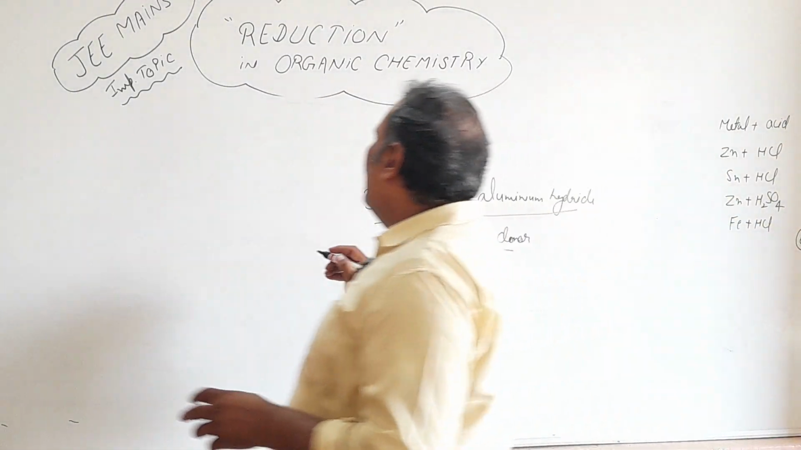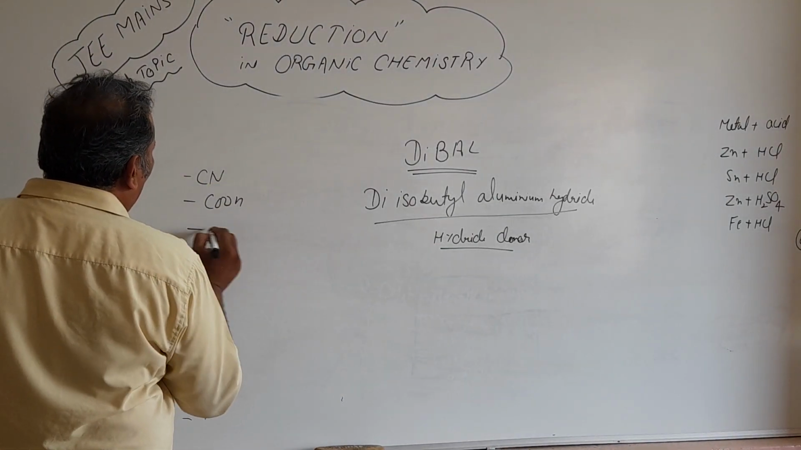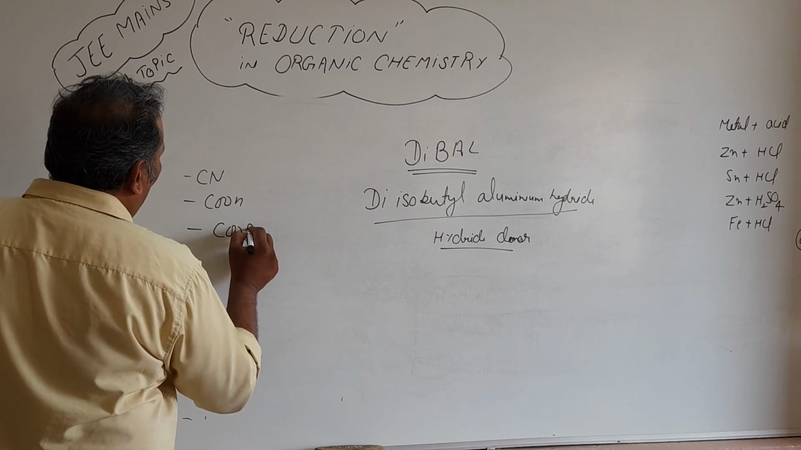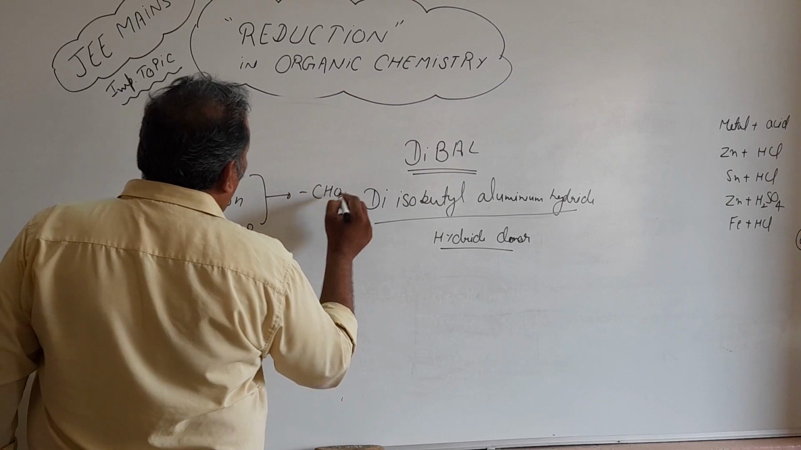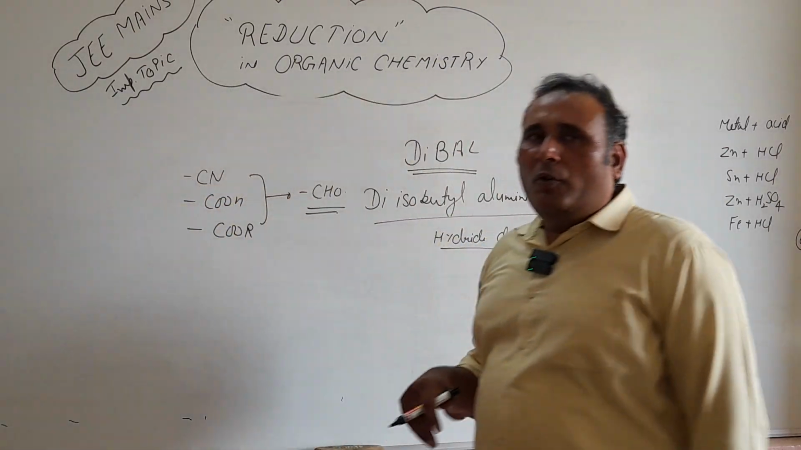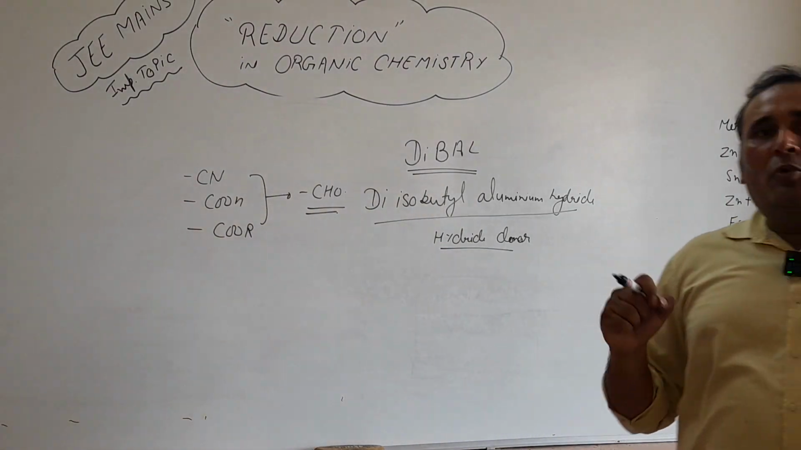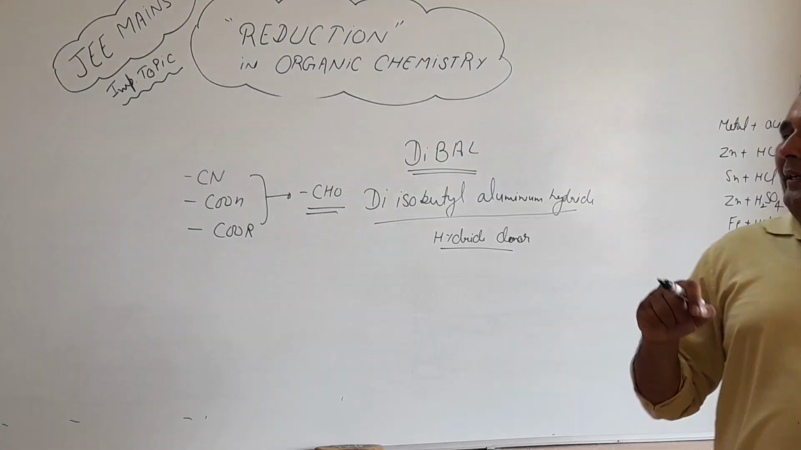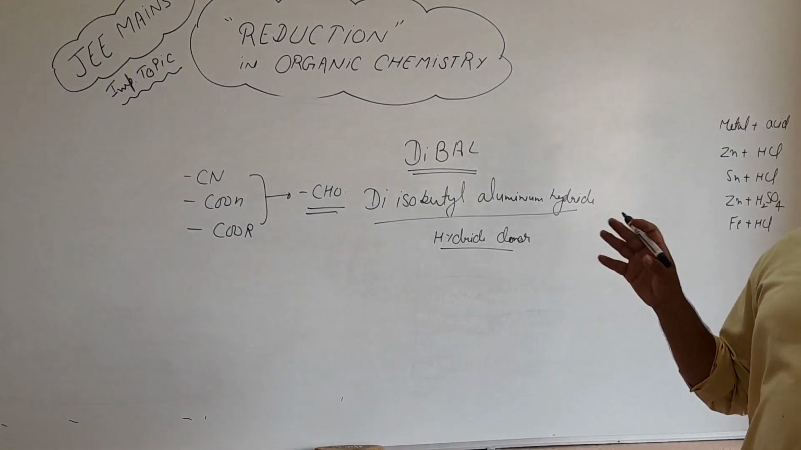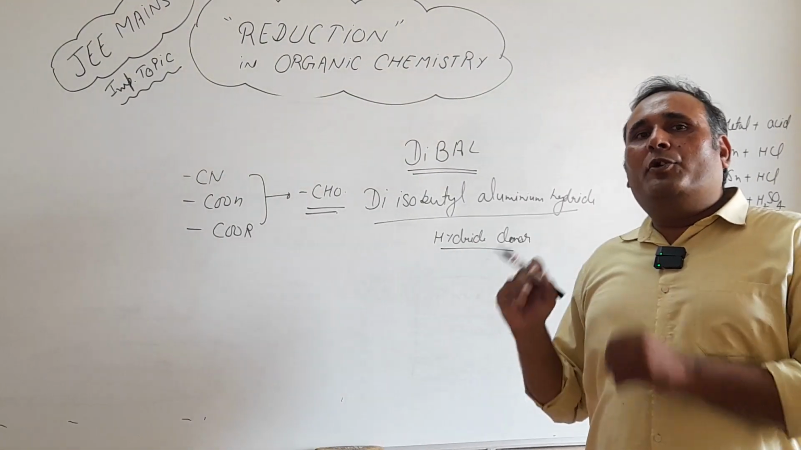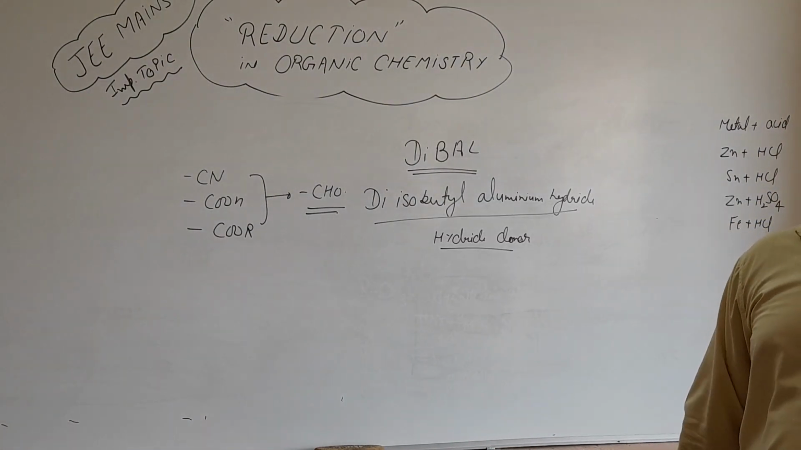It converts cyanide, carboxylic acid and ester into aldehyde having the same number of carbons. So DIBAL, diisobutyl aluminium hydride, is a good hydride donor, and it is also used as a selective reducing agent to convert cyanide, carboxylic acid and ester into aldehyde group. So it is also a very important reducing agent.